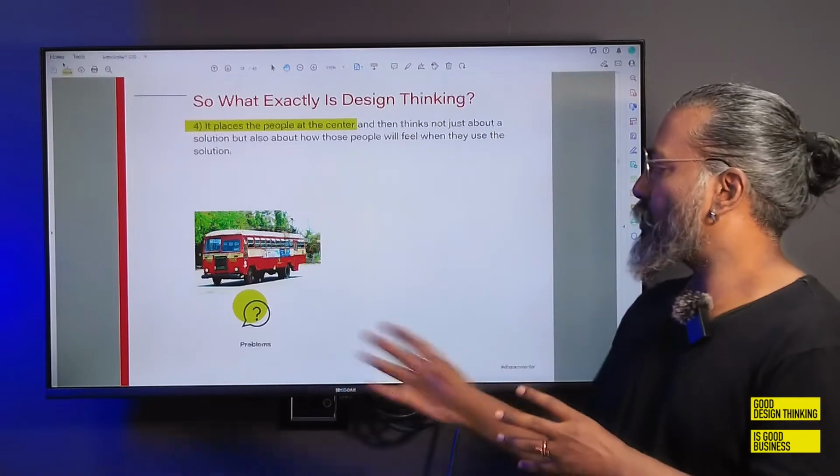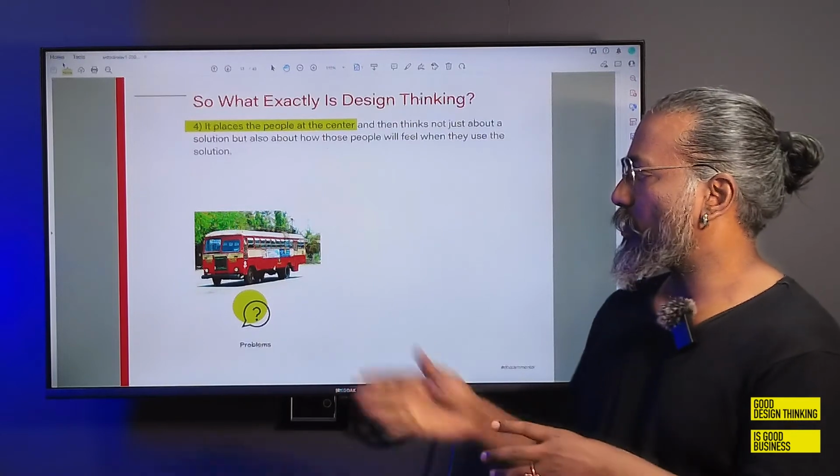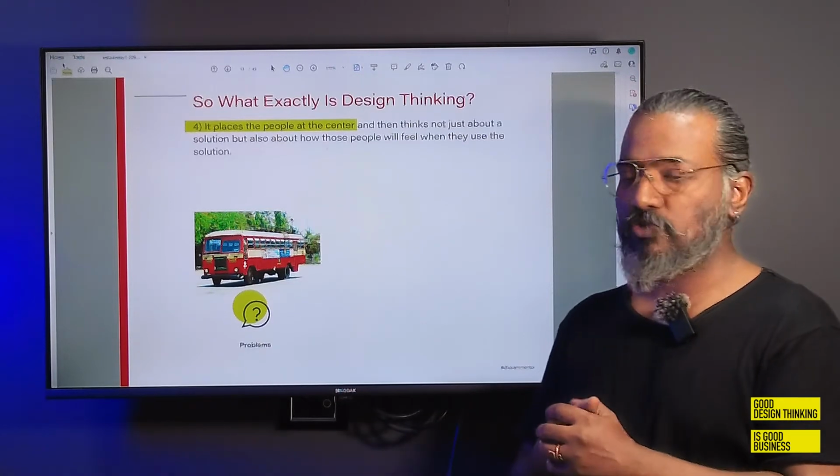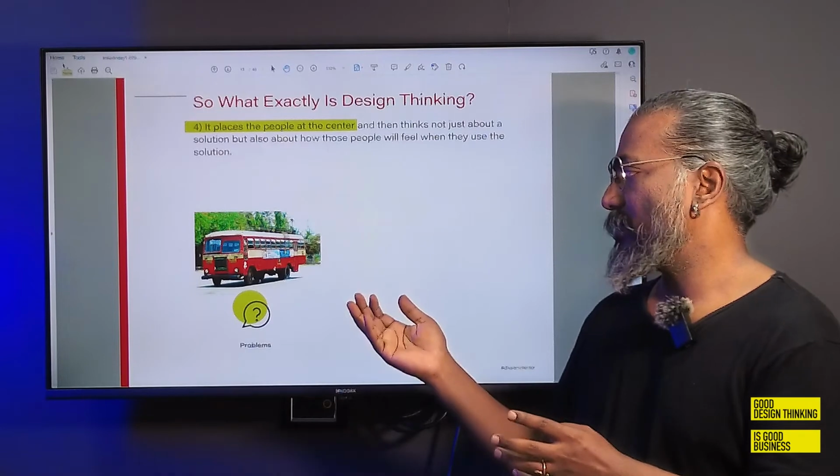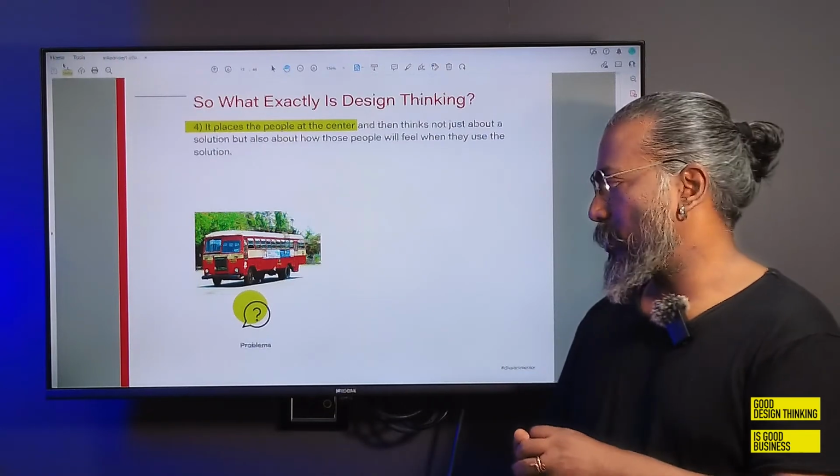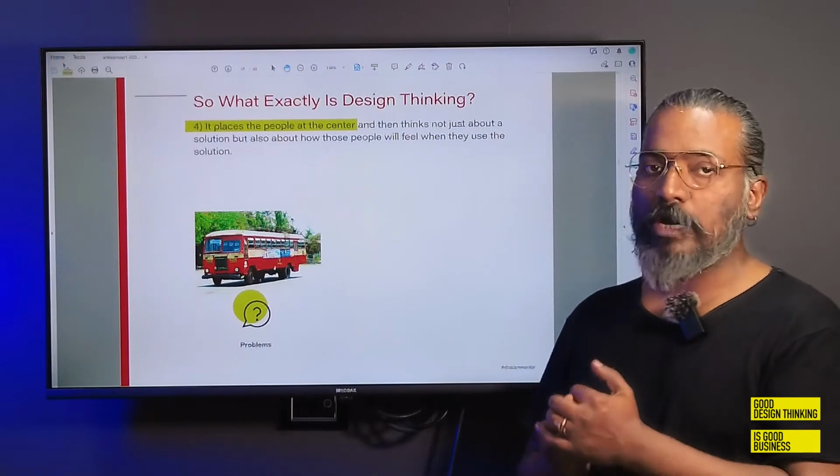So let's look here. Yes, of course, there's a transportation vehicle, the state government bus, and it takes you from one place to another.